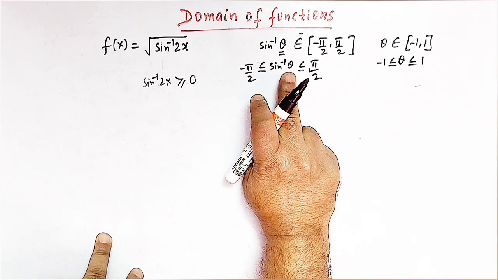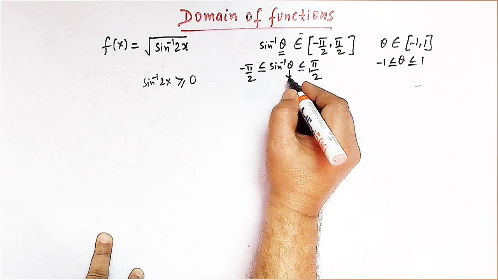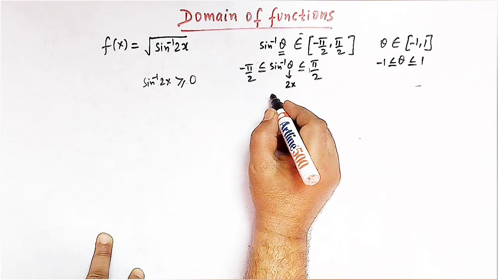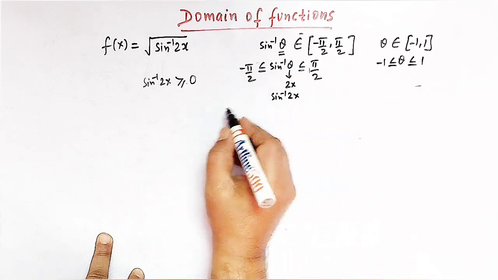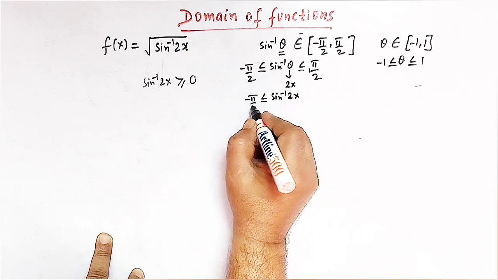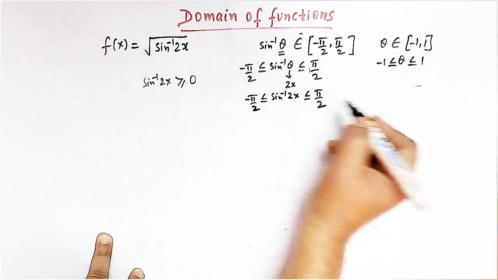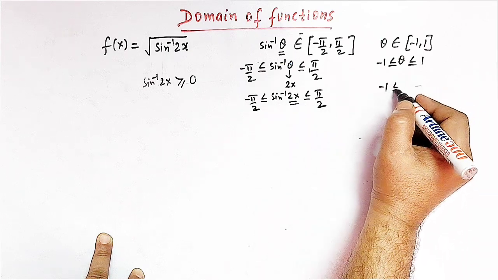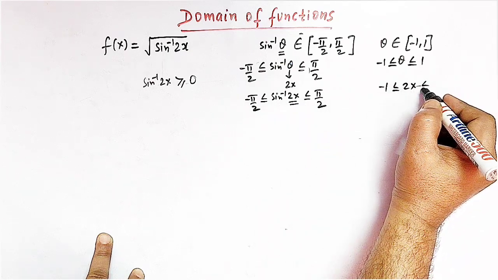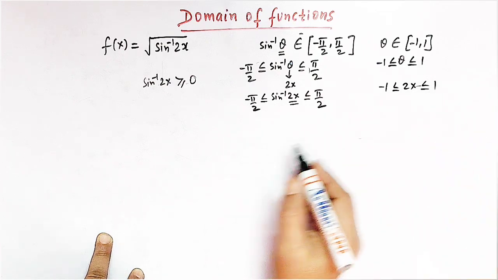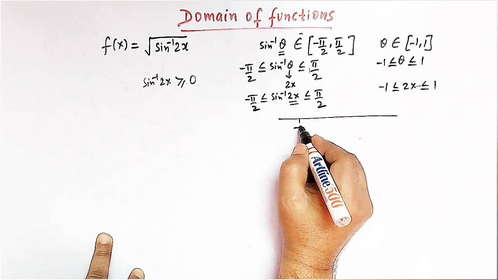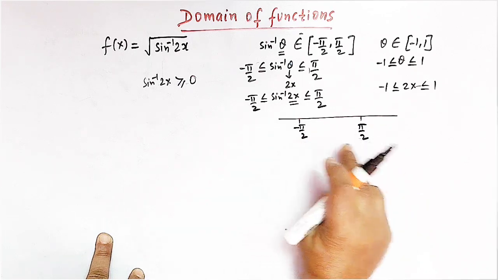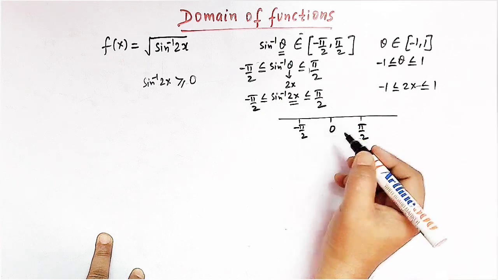So now from this inequality, if we take theta is equal to 2x, then this inequality indicates that sine inverse 2x should be greater than or equal to minus pi by 2, and here we have pi by 2, and here we should have 2x greater than or equal to minus 1 but less than or equal to 1. So now here we have minus pi by 2, and here we have pi by 2, right? And between minus pi by 2 and pi by 2 we have 0.